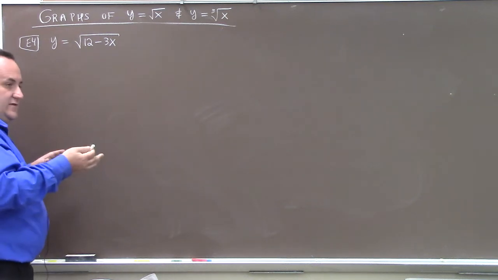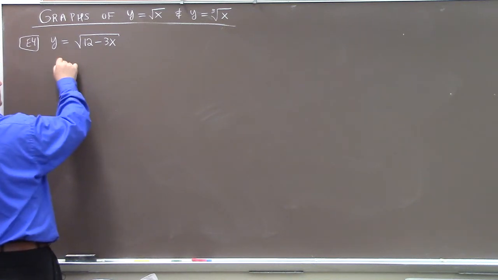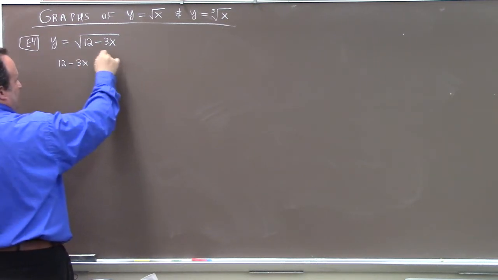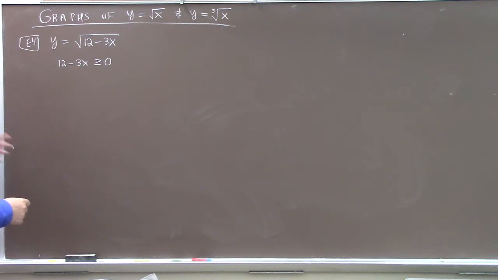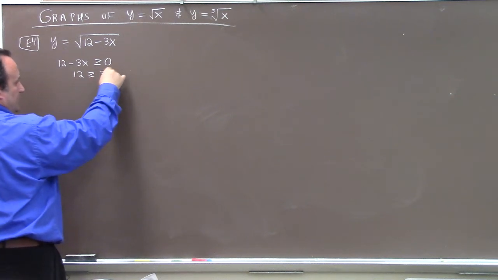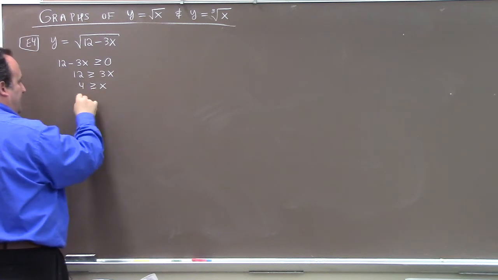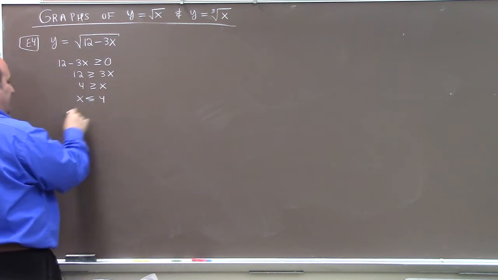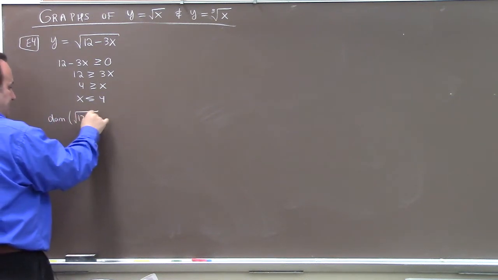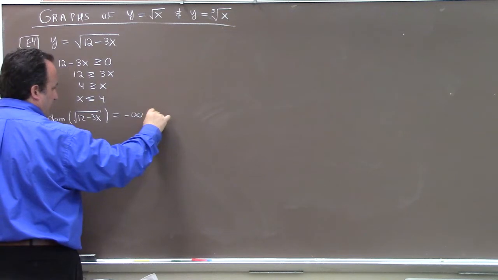So the first order of business is, what's the domain of this? That's the main thing. We need 12 minus 3x to be greater than or equal to 0, because that's what the radicand has to be. That gives us 12 is greater than or equal to 3x. Dividing by the positive number 3, I get 4 is greater than or equal to x, aka x is less than or equal to 4. So the domain of the square root of 12 minus 3x is minus infinity to 4, included.